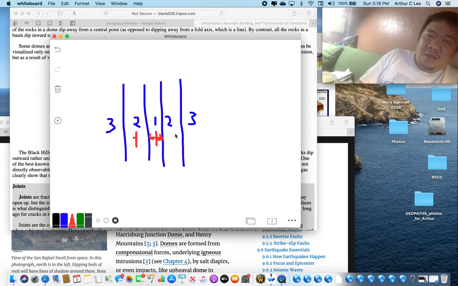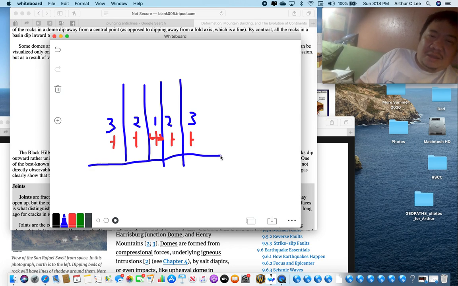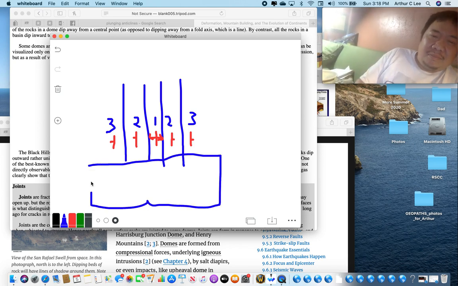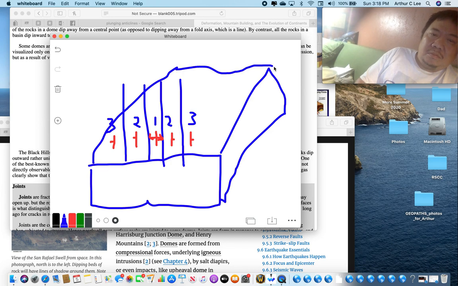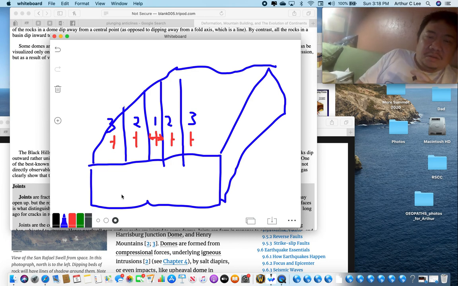And is it plunging or non-plunging? It's not plunging because it's stripes. And we could draw in our strike and dips because beds always dip away from the center of an anticline. I can make this into a block diagram. And then I would know that this is an anticline, so I just draw on an anticline.